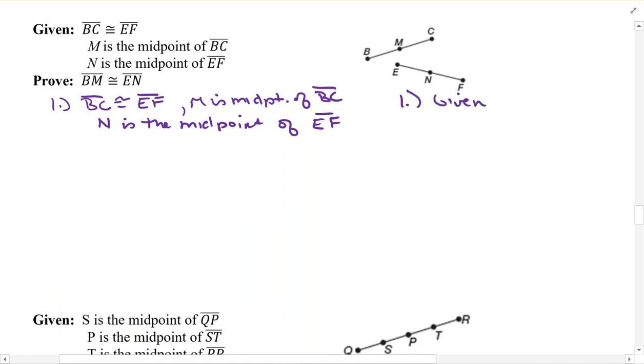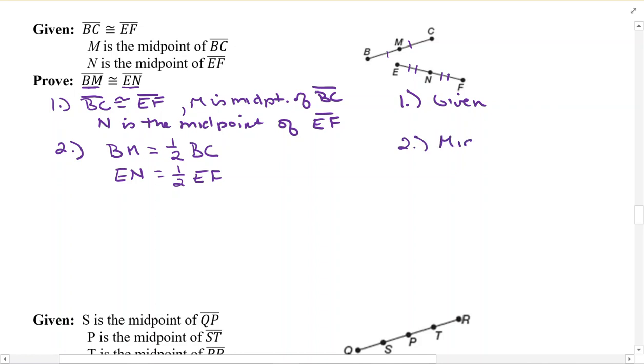So we know that M is the midpoint of BC. We know these are equal to each other, and we know that this is equal because N's the midpoint of that. But using midpoint theorem number 2, we know that BM, which is one of the things we're looking for in our proof, is equal to 1/2 BC. And we know that EN, which is the other portion of what we want to prove, is equal to 1/2 EF. And that was from midpoint theorem 2.